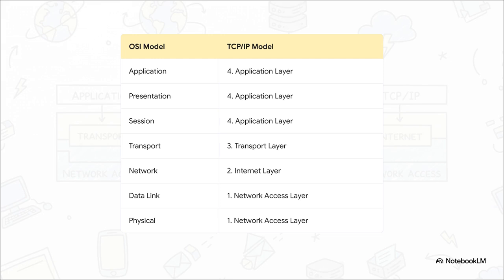Now, how does this compare to the older, theoretical 7-layer OSI model? Well, TCP IP elegantly condenses those 7 OSI layers down into a much more streamlined 4-layer stack. The top 3 layers of OSI, that's application, presentation, and session, are all mashed together into just the application layer. And down at the bottom, the OSI data link and physical layers are merged into the network access layer. You definitely want to memorize this mapping because professors absolutely love asking you to translate between the two on exams.